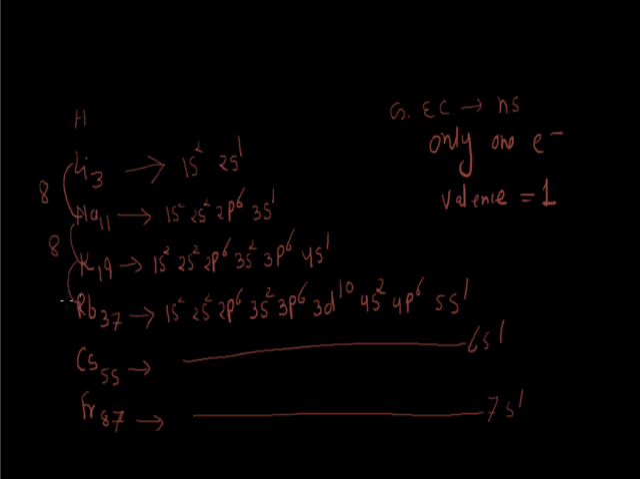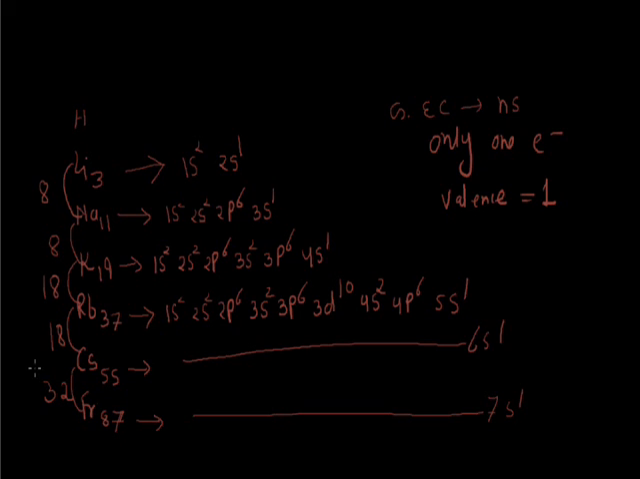The difference between rubidium and potassium is 18. And from cesium to rubidium, the difference is 18. And the next difference is 32. So the repetition at certain regular intervals is 8, 8, 18, 18 and 32.